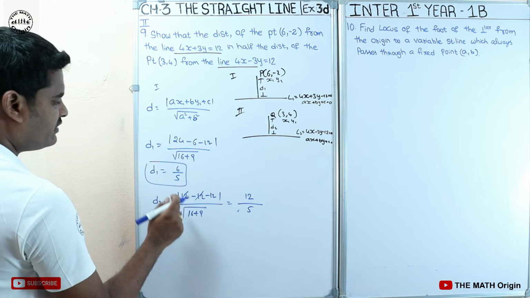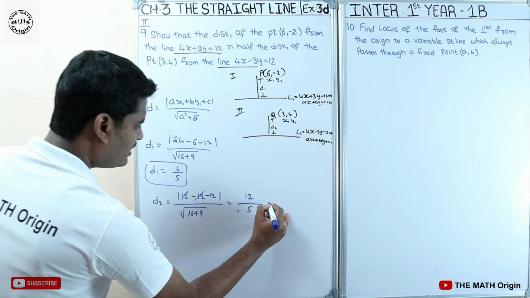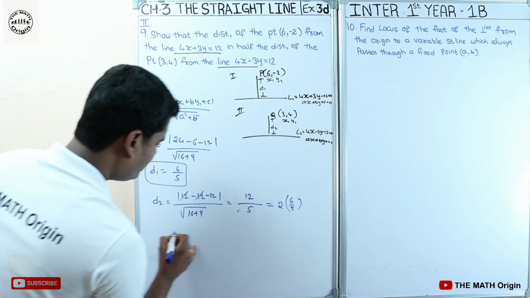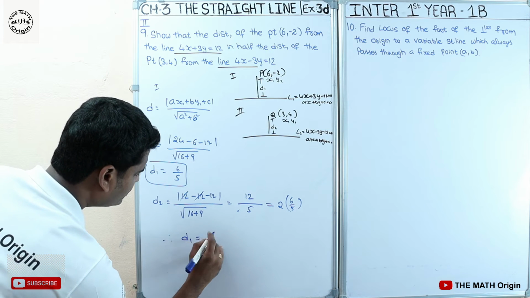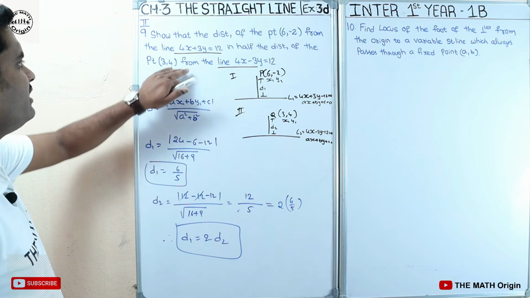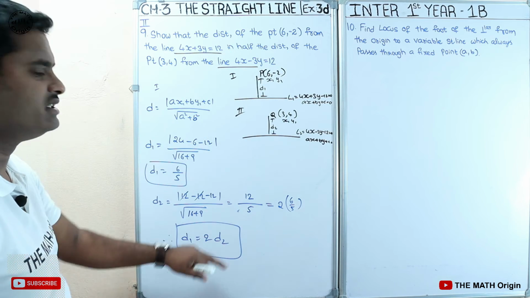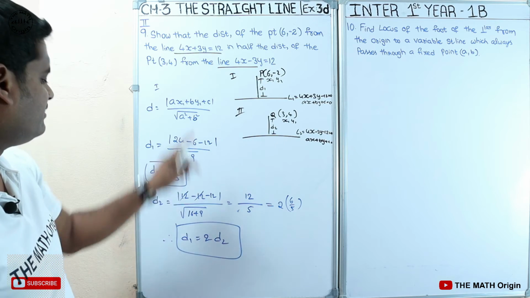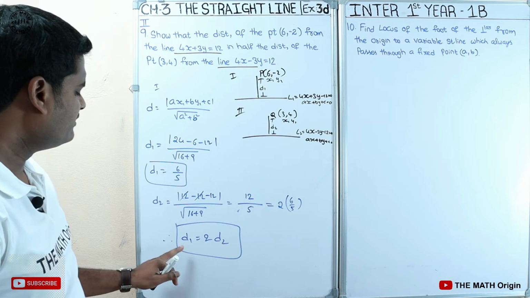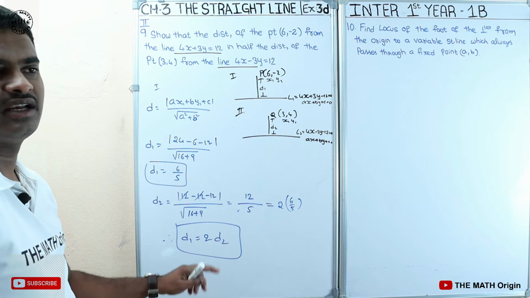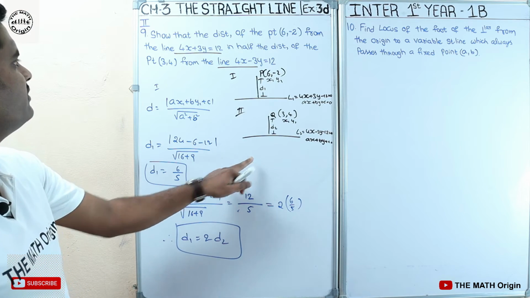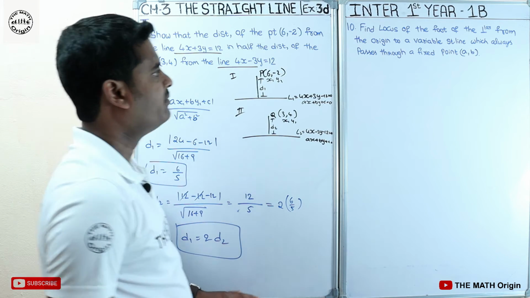Now if you see, d1 is 6 by 5 and d2 is 2 into 6 by 5. Therefore I can write d1 is equal to 2d2, which proves the given statement. The distance of the first line is twice the distance of the second line. I can say the first line's distance is half the distance of the second line. Okay, with this we completed the 9th problem.